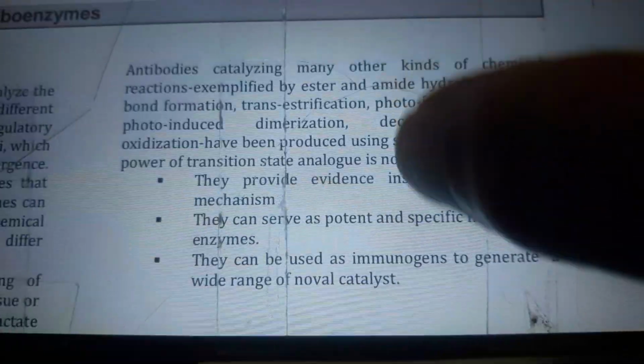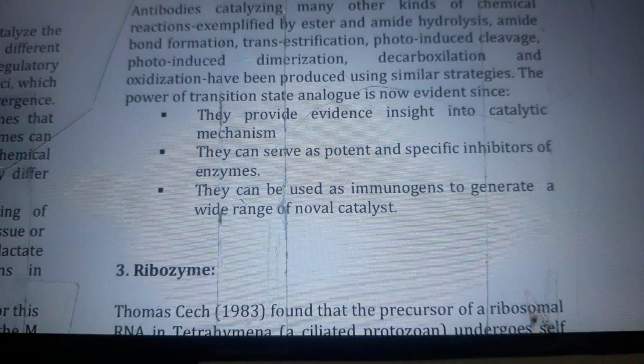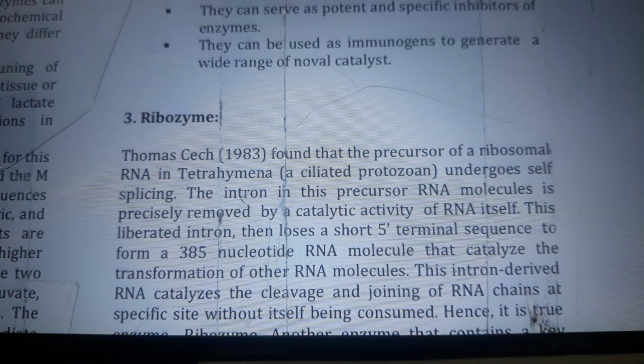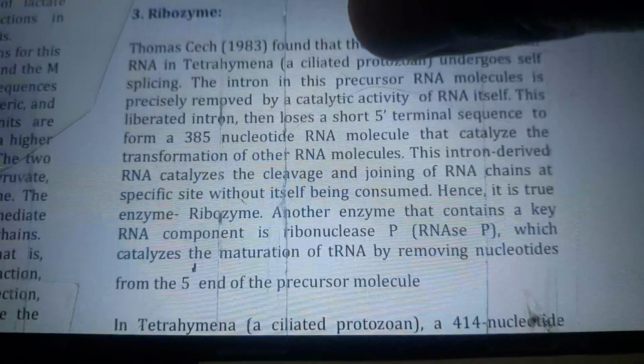Antibodies catalyzing many other kinds of chemical reactions, exemplified by ester and amide hydrolysis, amide bond formation, transesterification, photoinduced cleavage, photoinduced dimerization, decarboxylation, and oxidation, have been generated using similar strategies. The power of transition state analogs is now evident since they provide insight into catalytic mechanism. They can serve as potent and specific inhibitors of enzymes. They can be used as immunogens to generate a wide range of novel catalysts.